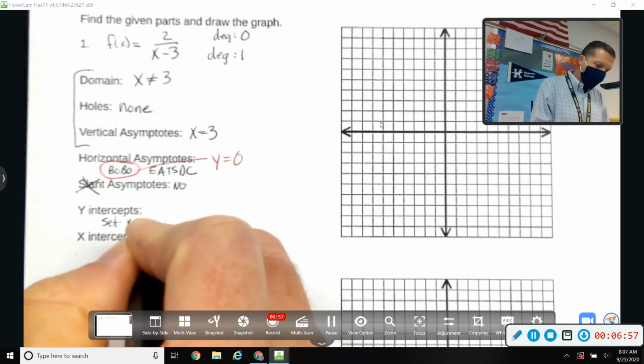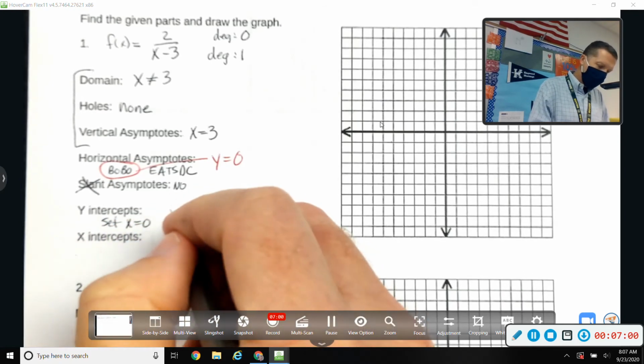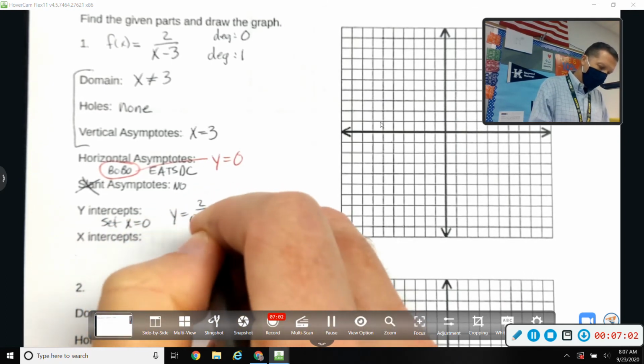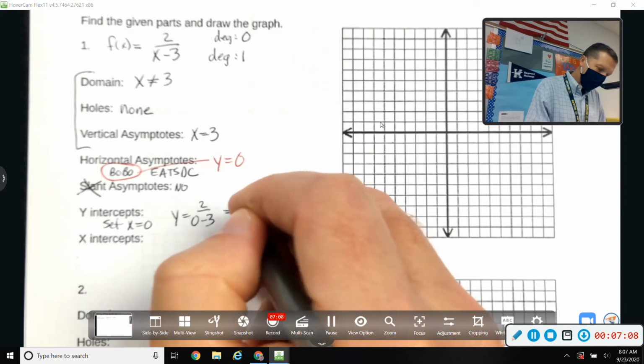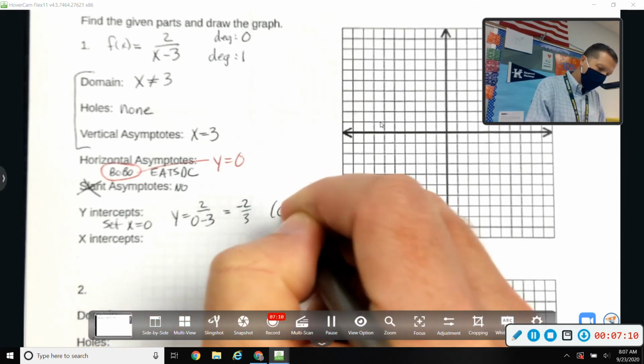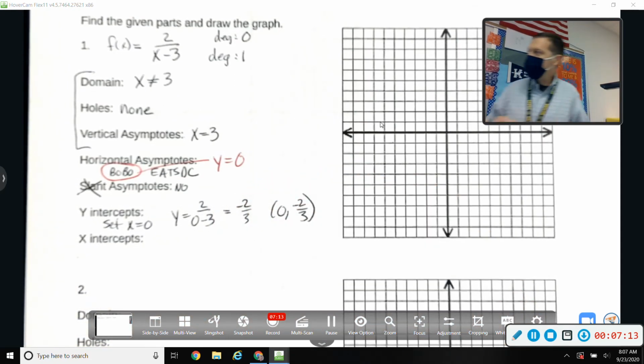Y-intercepts, set x equal to 0. So we plug in 0 for x. Pretty easy thing to do. We get negative 2/3. So 0, comma, negative 2/3.